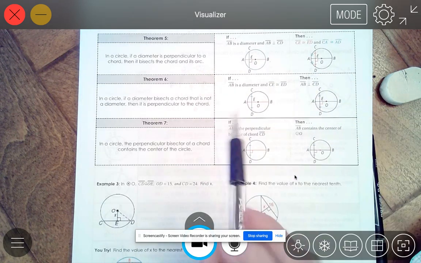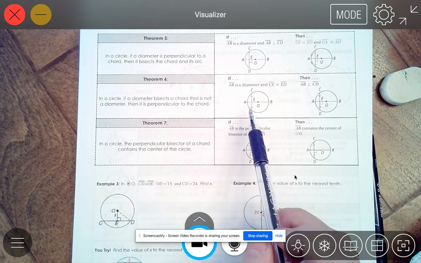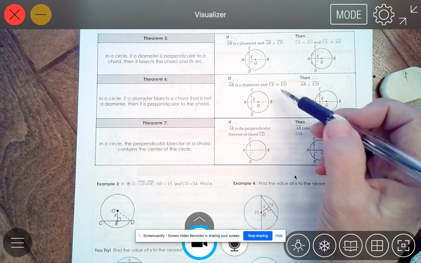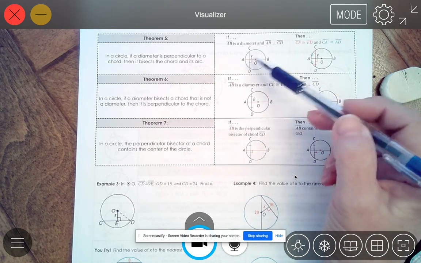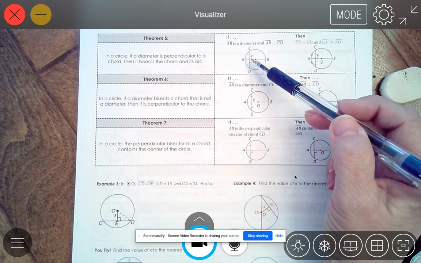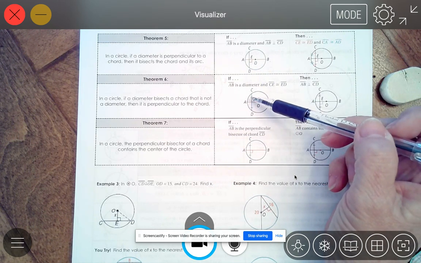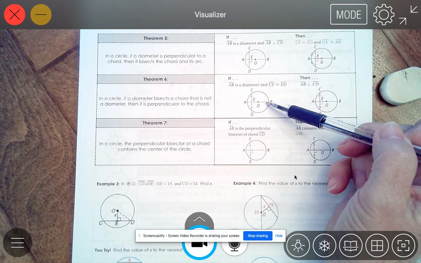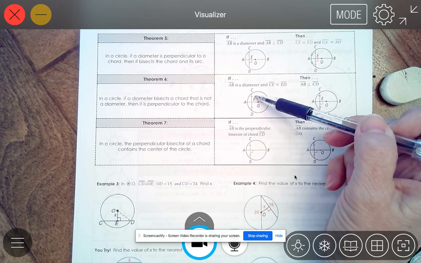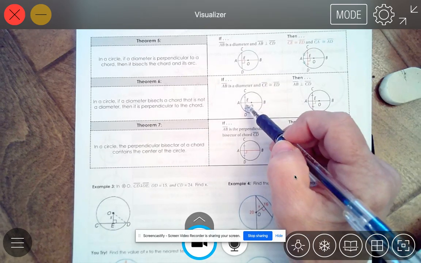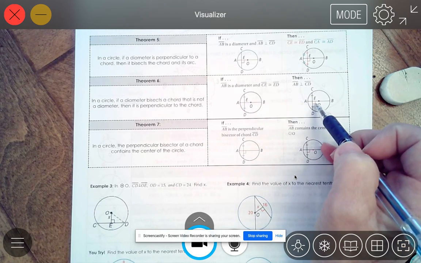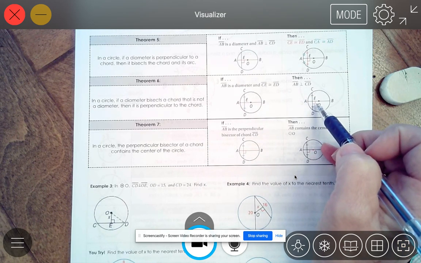In a circle, if the diameter bisects a chord that is not a diameter, then it's perpendicular to the chord. It's really taking the first theorem that we have up here, and saying the opposite of it, okay? So if we know that this is the diameter and it bisects it, then this is going to be a right angle, or perpendicular.